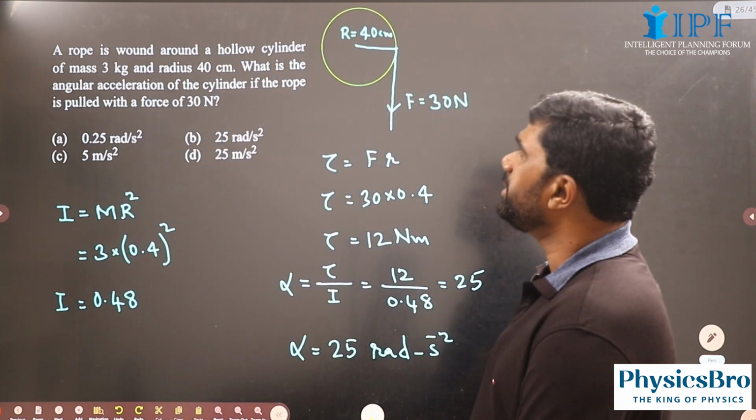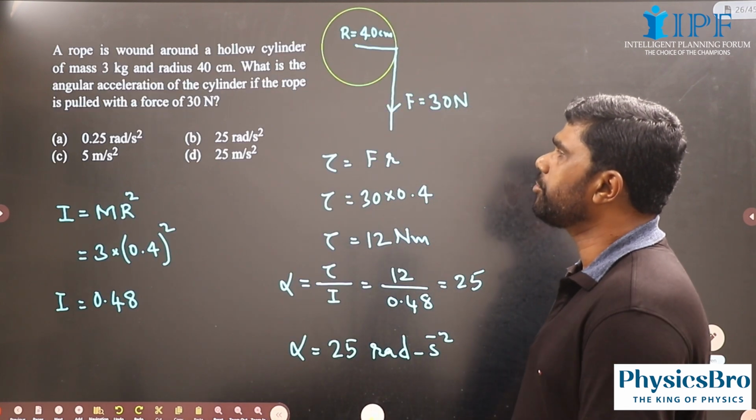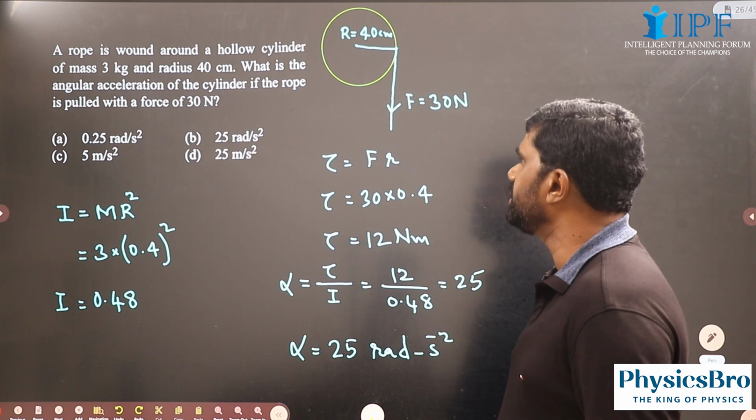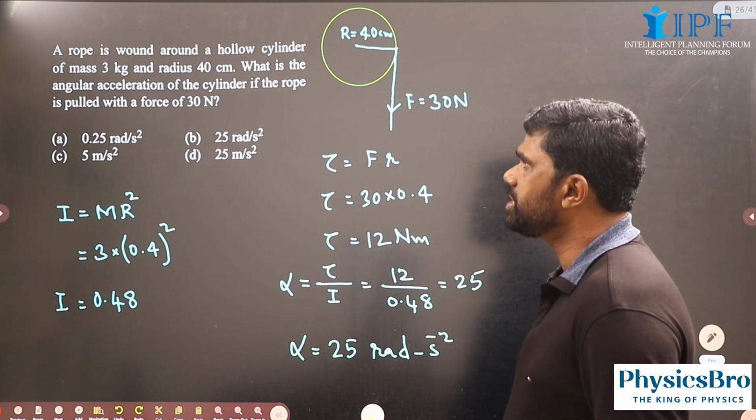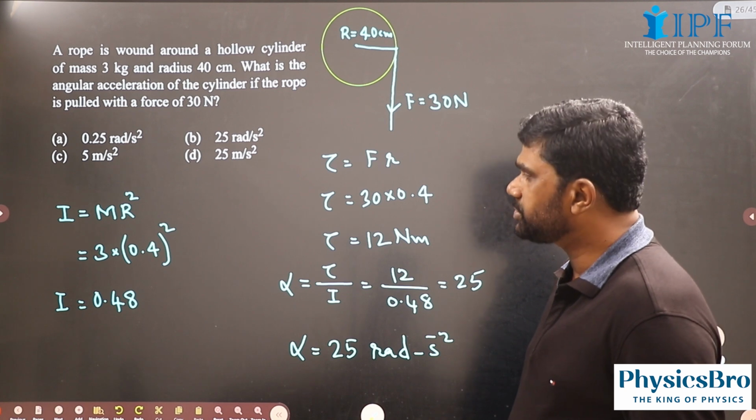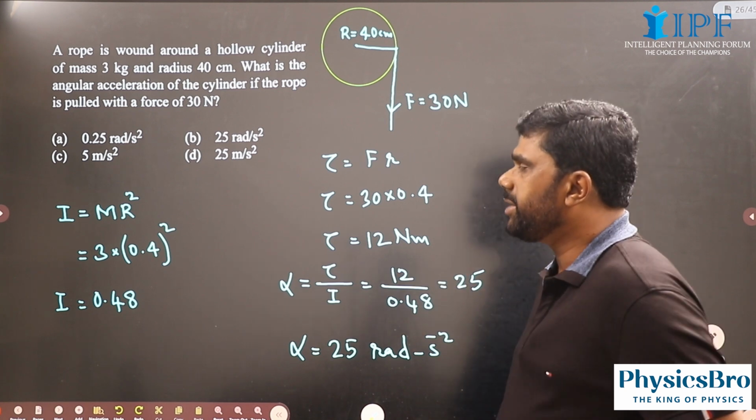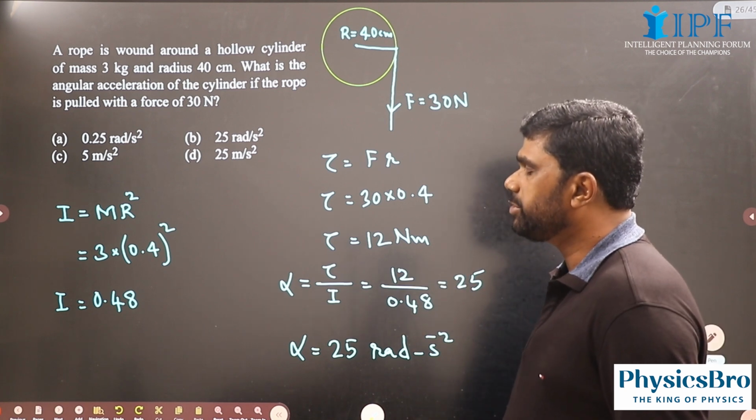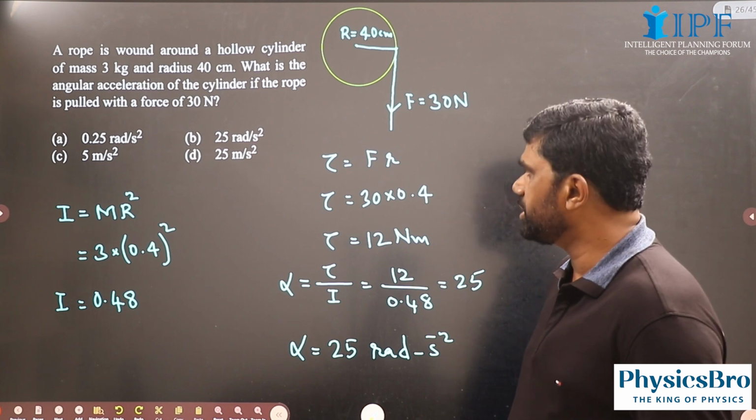A rope is wound around a hollow cylinder of mass 3 kg and radius 40 centimeter. So its moment of inertia will be same as that of a ring and it is mr square. Mass is 3 kg and radius 0.4. So it will be 0.48 moment of inertia.